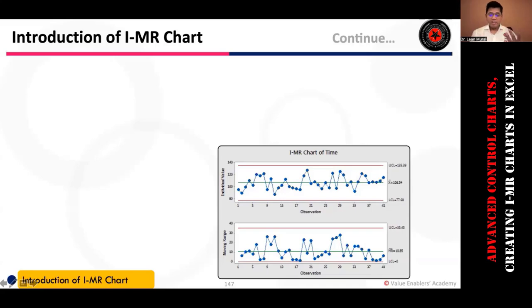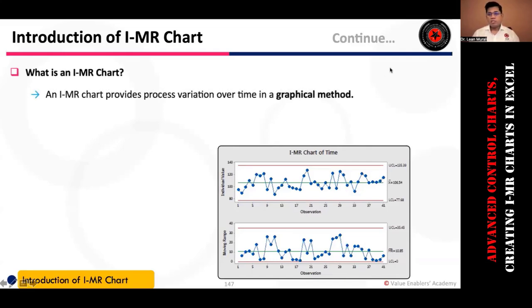Under specification limits, you have upper specification limit and lower specification limit; under control limit, you have upper control limit and lower control limit. And remember, the specification limit is decided by the customer, and the control limit is decided by the process data. Please write in your notebook: SL, which is specification limit, is decided by the customer, and CL, which is control limit, is decided by the process. With that said, we will go into what is IMR chart.